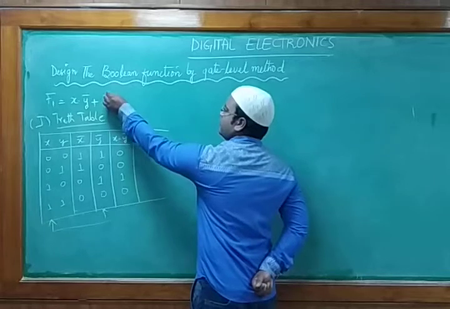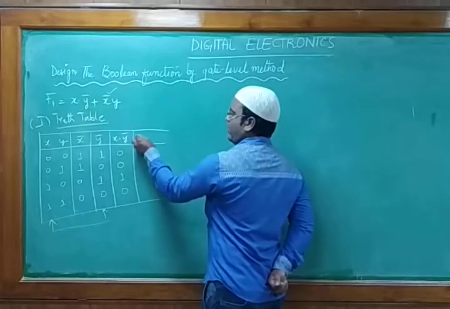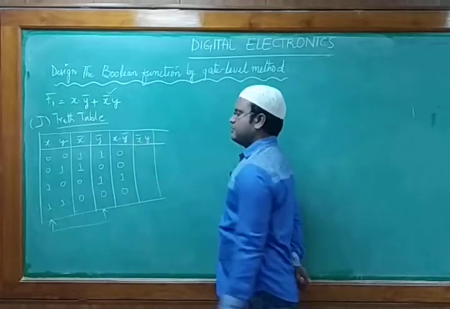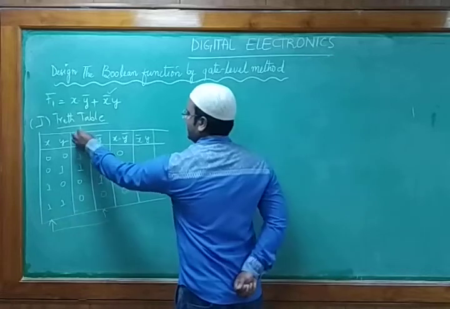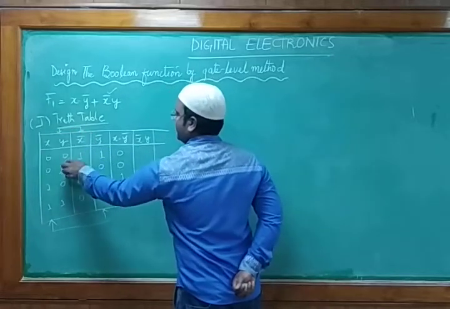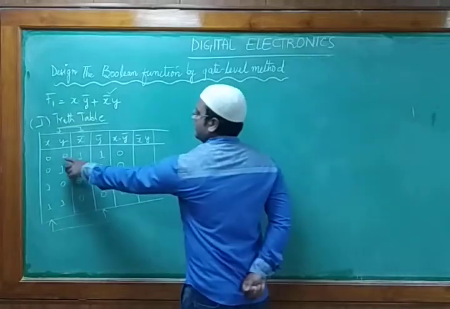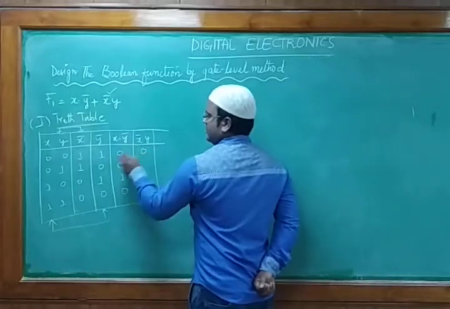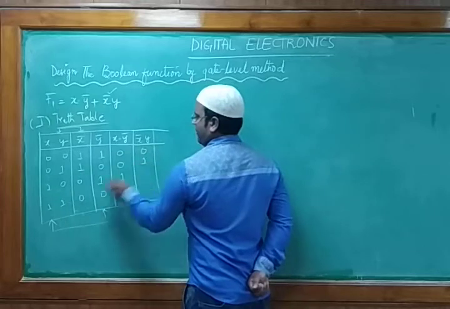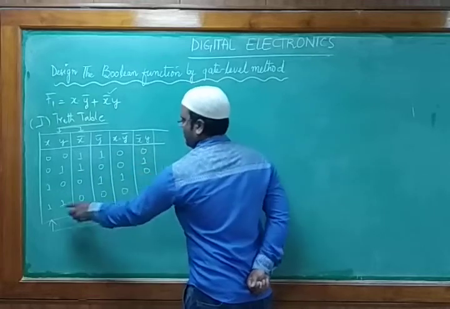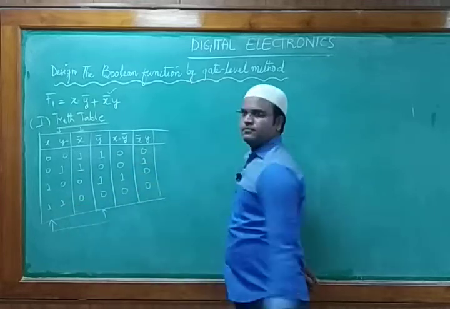Similarly, the next term is x bar multiplied with y. We take the x bar column and the y column and multiply both of them. X bar into y: 0 becomes 0, 1 into 1 becomes 1, 0 into 0 becomes 0, and 1 into 0 becomes 0.